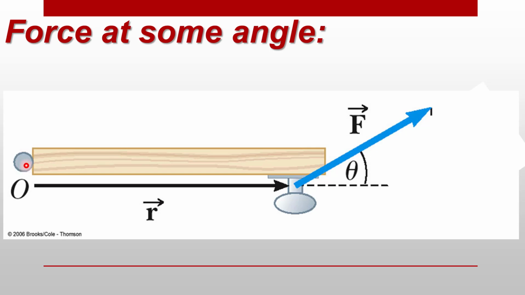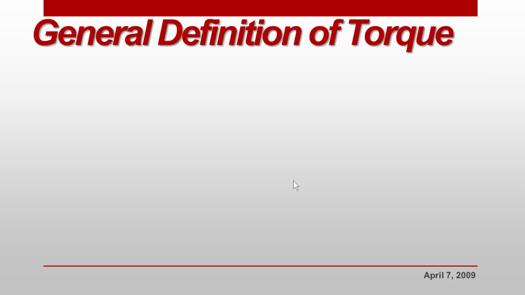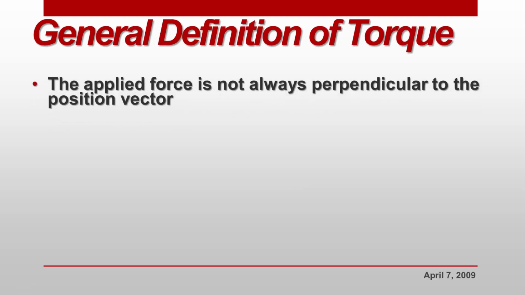So this pivot point, and the position vector r, is the distance between this pivot point and the point of application of force. And what if the force is applied at some angle, not making an angle of 90 degrees? Then what will happen? Just as we did in the cross product, we will resolve this force into components. How? We will check this out.